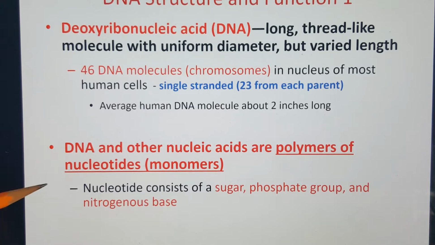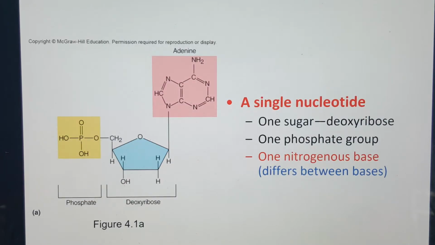Our nucleotide monomers that create our DNA are made up of a sugar, a phosphate group, and a nitrogenous base. For DNA specifically it is deoxyribose sugar, versus RNA, which is ribose sugar. So there are the pieced together parts of our nucleotide, in this case a DNA nucleotide because it's deoxyribose sugar, a phosphate group, and our nitrogenous base. Between our nucleotides, what's different is that nitrogenous base. That's going to determine what type of nucleotide it is.